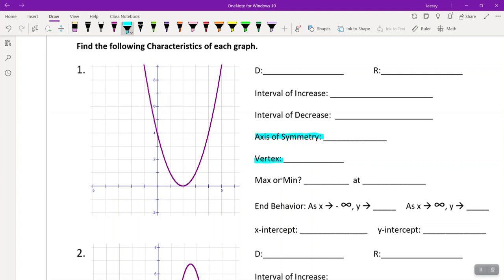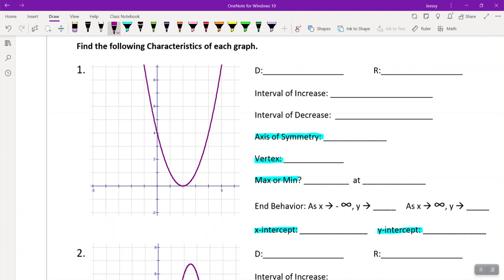You should be able to write the vertex, determine if it's maximum or minimum, x-intercept, and the y-intercept, okay? In one moment, we'll talk about interval of decrease. All right, so can you guys flip to the previous page where you have all the definitions?